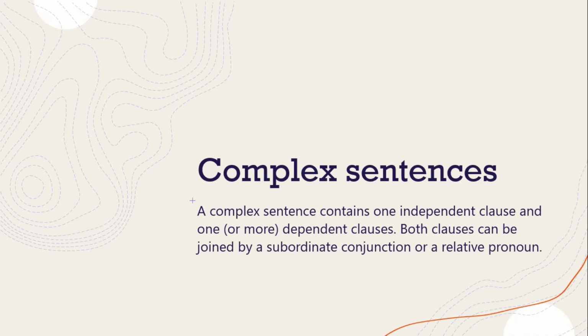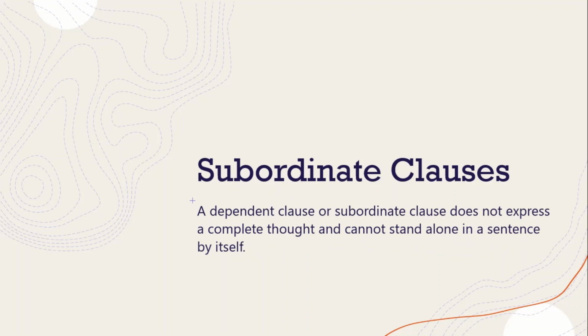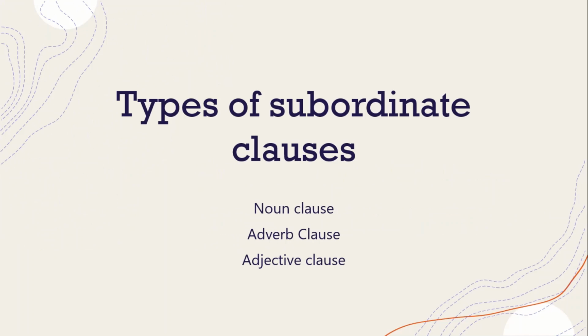What is a complex sentence? A complex sentence contains one independent clause and one or more dependent clauses. Both clauses can be joined by a subordinate conjunction or a relative pronoun. A subordinate clause or dependent clause doesn't express a complete thought and cannot stand alone in a sentence by itself. The subordinate clauses have 3 different types: noun clause, adverb clause, and adjective clause.